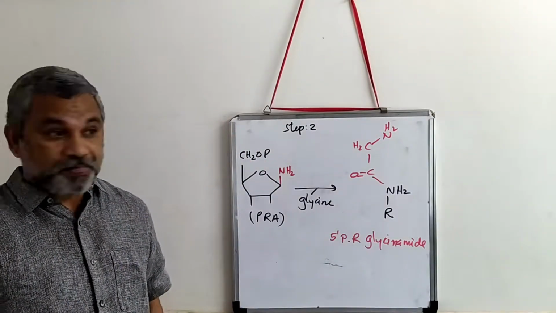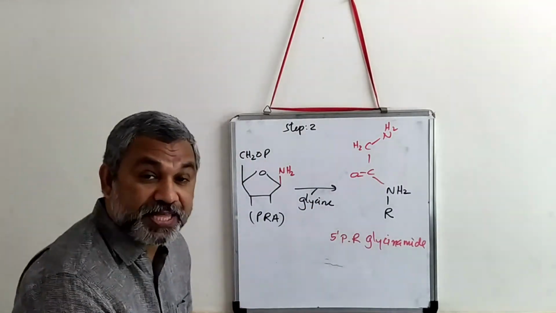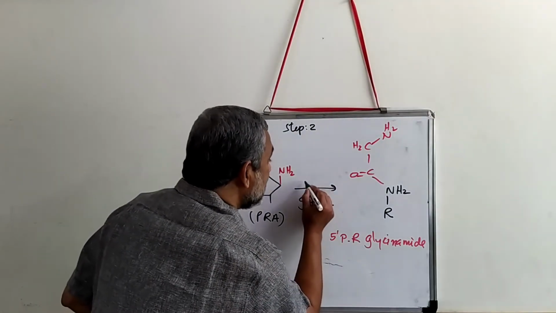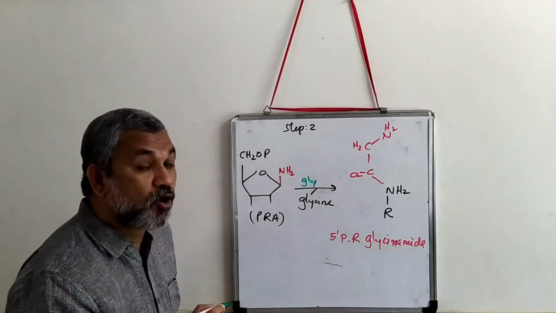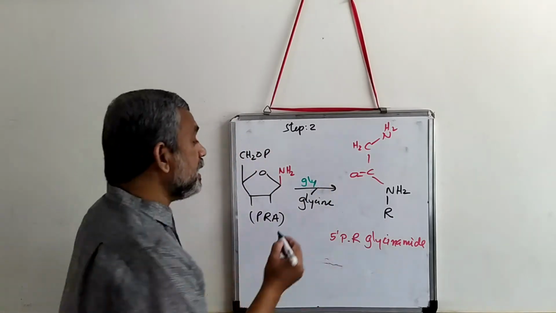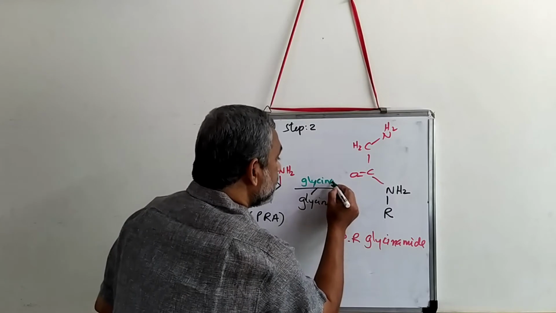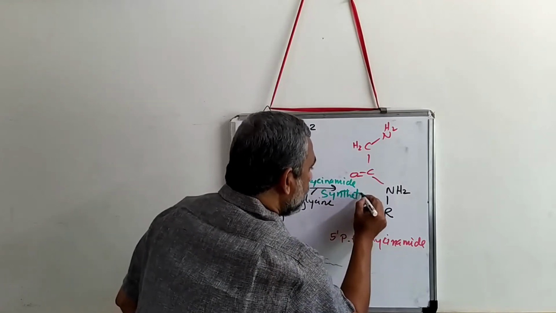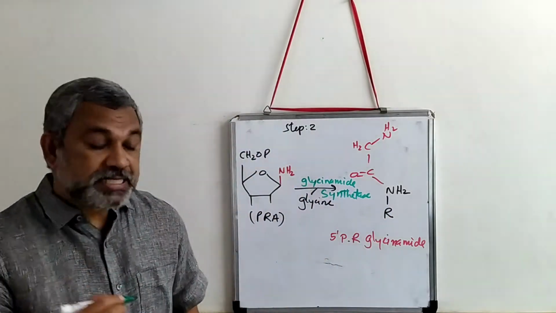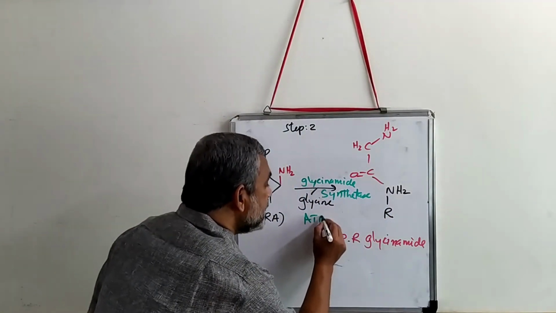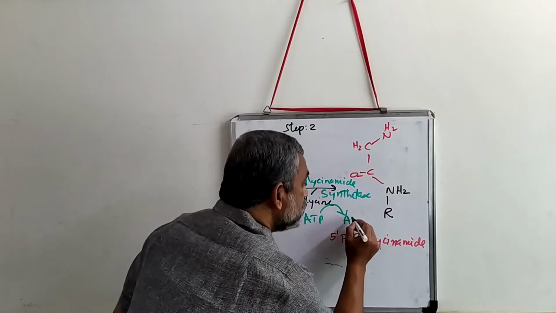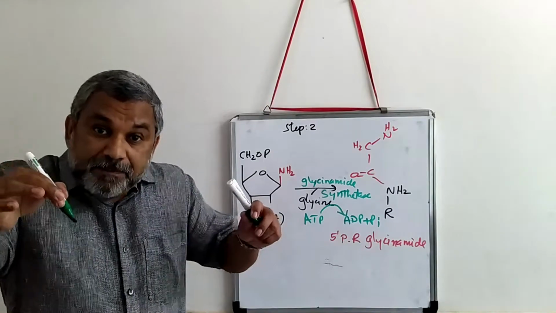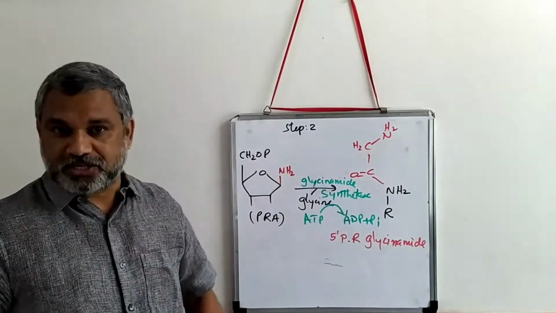5-phosphoribosyl glycinamide. Therefore, the name of the enzyme is also 5-phosphoribosyl glycinamide synthetase. Why synthetase? Because this addition requires the cleavage of an ATP to ADP and Pi. Energy investment is a must in order to have this structure.